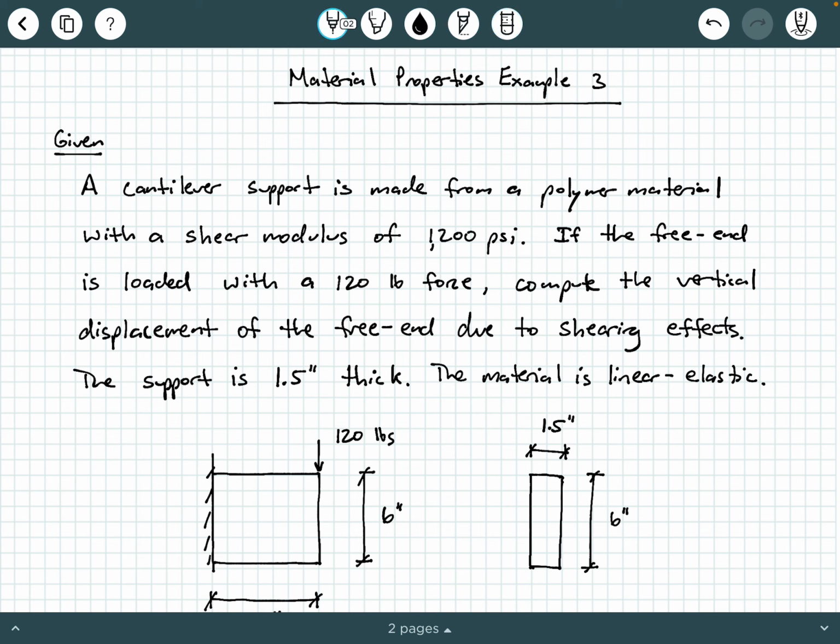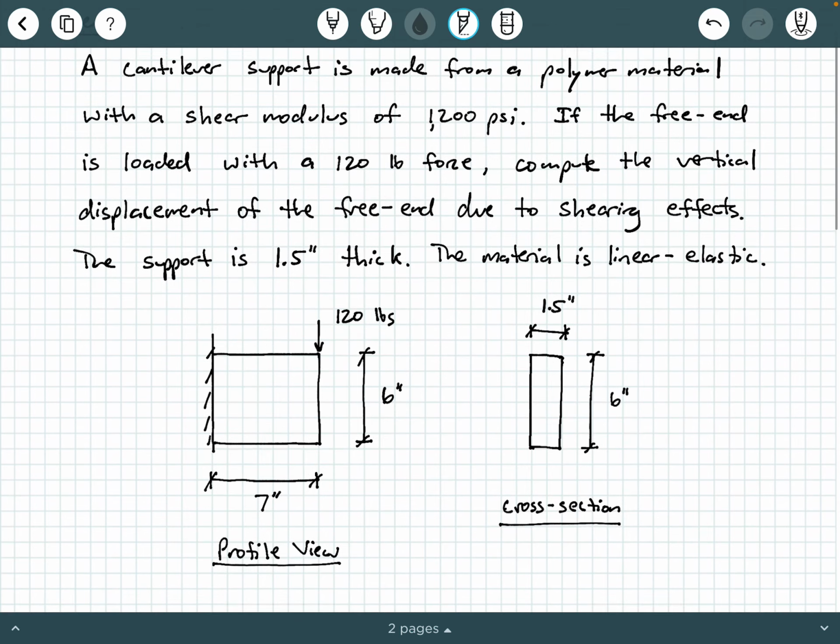We are told that a cantilever support is made from a polymer material with a shear modulus of 1200 psi. And then we're told if the free end is loaded with a 120-pound force, compute the vertical displacement of the free end due to shearing effects, okay? And then we're also told that this cantilever support has a thickness of 1.5 inches and the material is behaving linear elastically. So let's take a look at a figure.